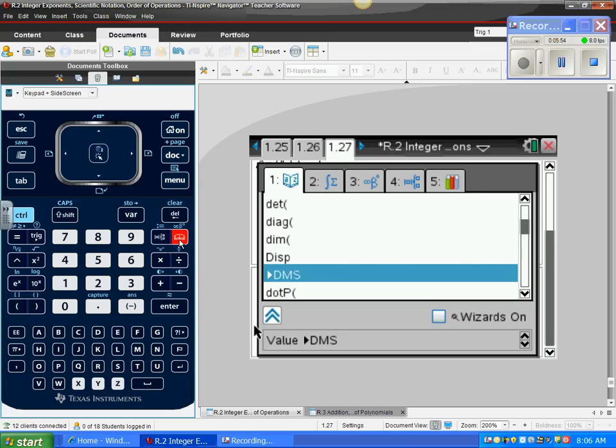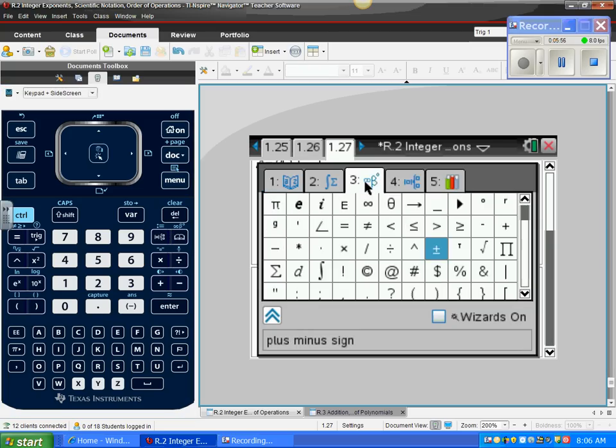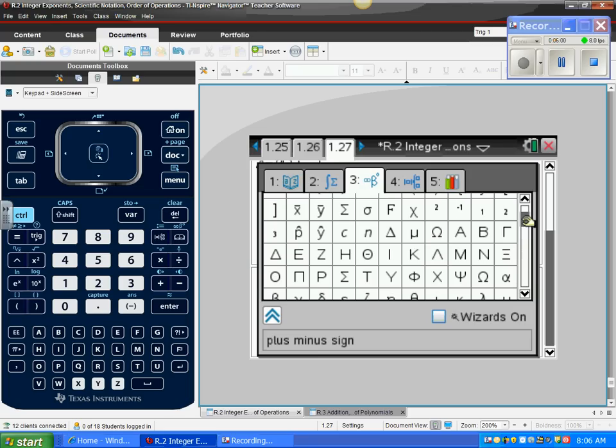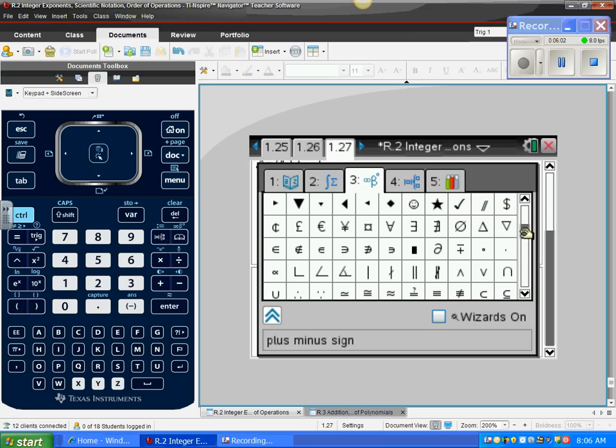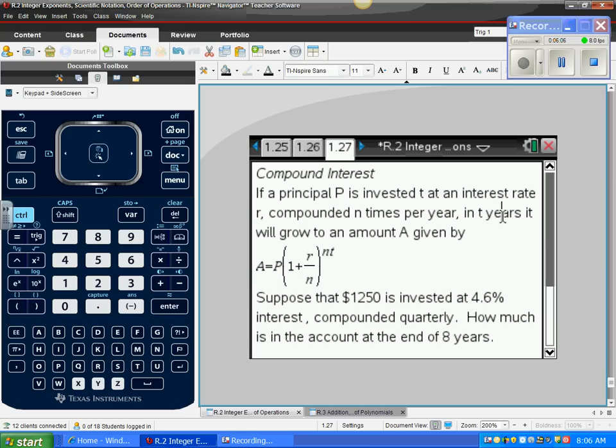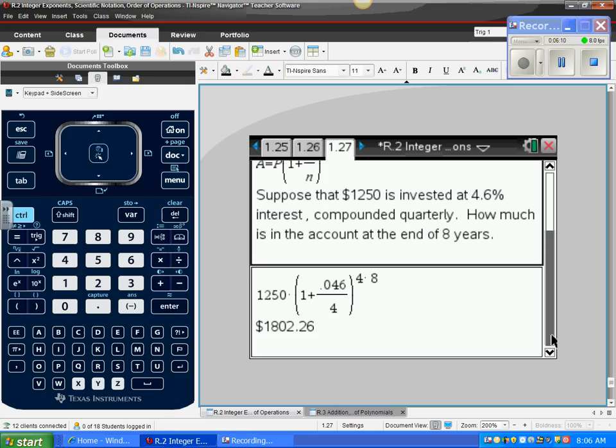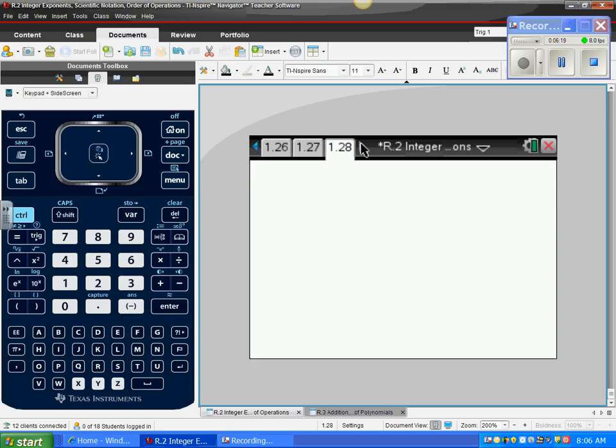That's in the book. Tab 3. Not quite sure where it is. It's in here somewhere. Okay. Oh, there it is. Okay. So now you have your value, $1,802.26. Okay, next page. That's it.